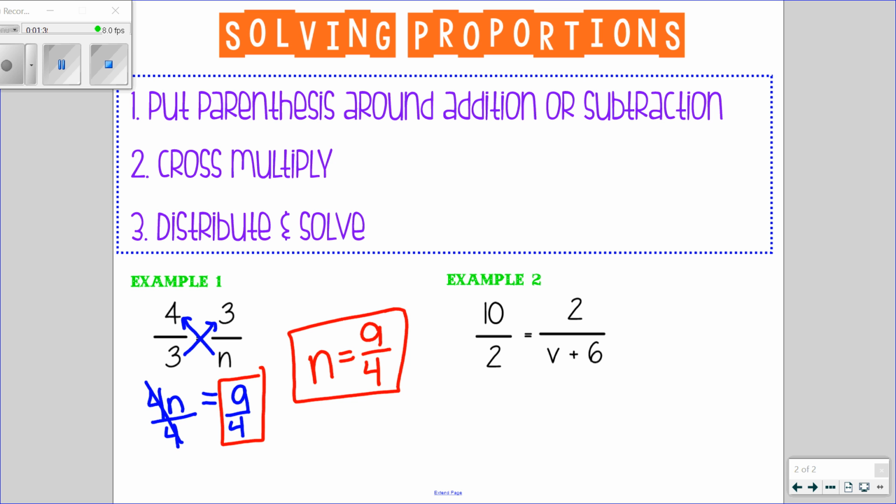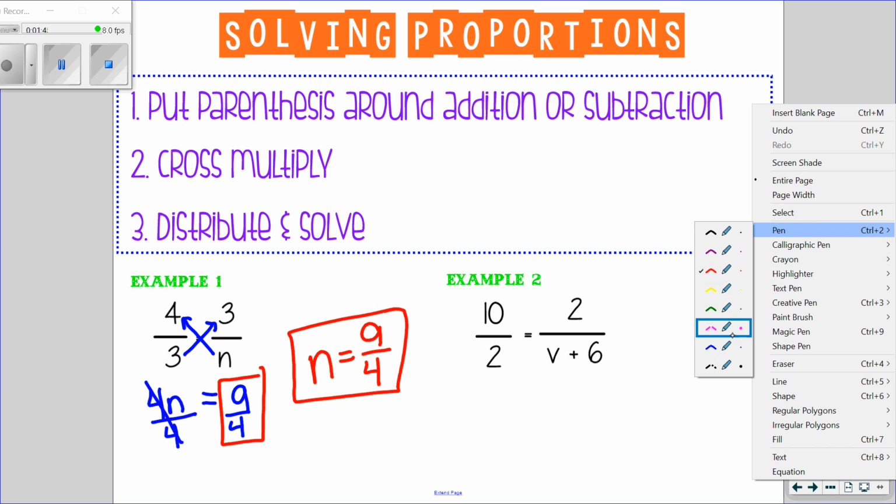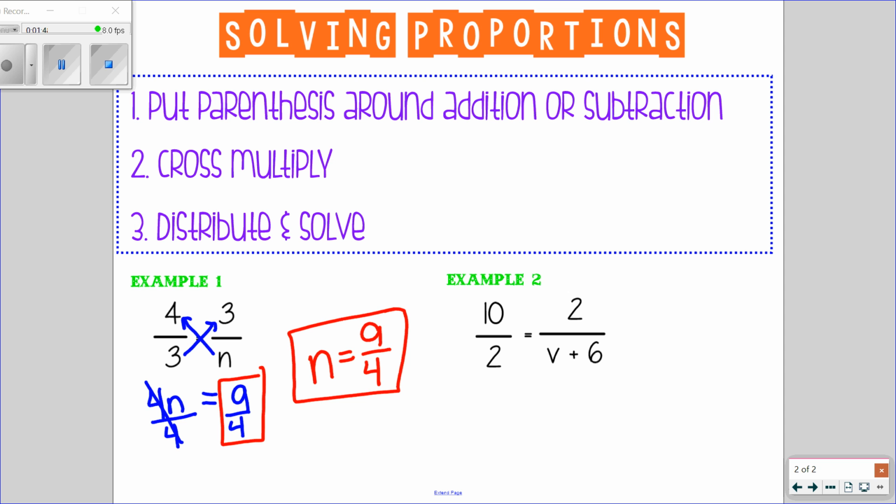All right, let's do example 2. This is your last example. How super short. How fun. Okay, let's do it. So we need a blue pen. Step 1, put parentheses around addition or subtraction. So got addition right here. Let's put parentheses around this stuff that we had.